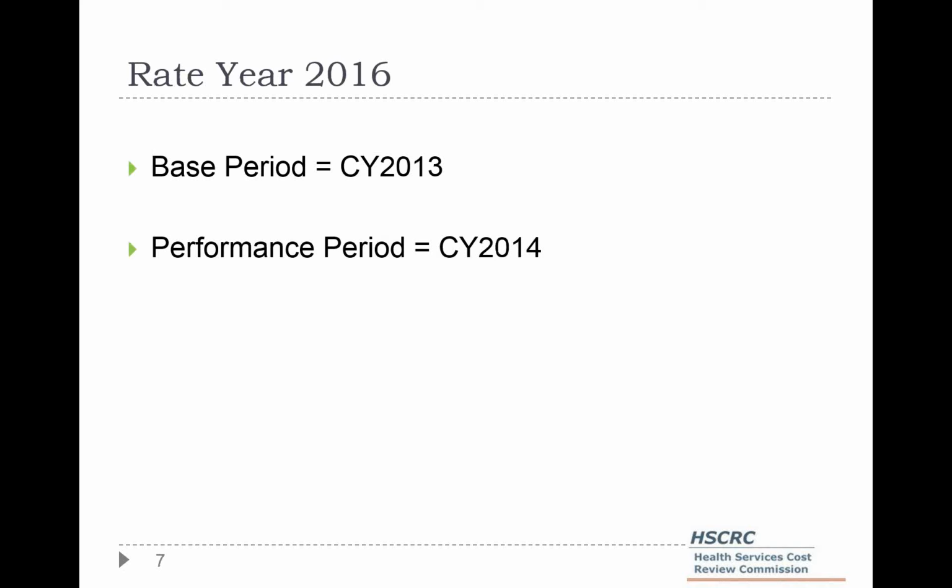As a reminder, this webinar is related to rate year 2016. So that means that the base period will be calendar year 2013, and the performance period will be calendar year 2014. The base period will be used to establish the benchmarks and thresholds, the scaling, and, of course, improvement targets. The performance period will then be used to rate performance that will then impact fiscal year 2016 hospital rates.